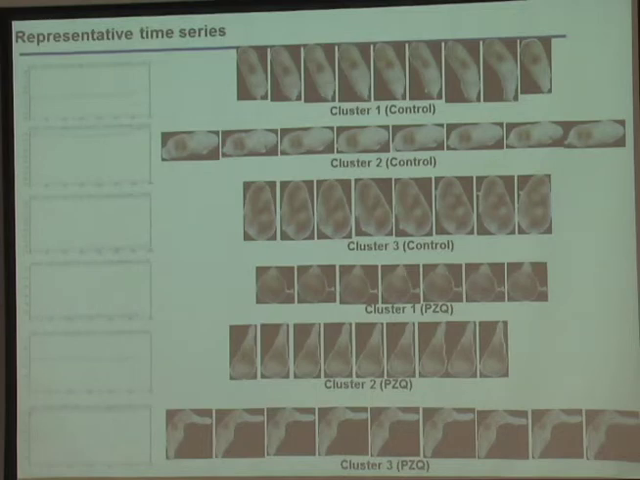Okay? So we found out, for instance, the control, the parasites which were not exposed to any drug. Okay? As you can see, there are different clusters in the control. So these are representatives of each cluster. And you can see these guys look very different. Right?